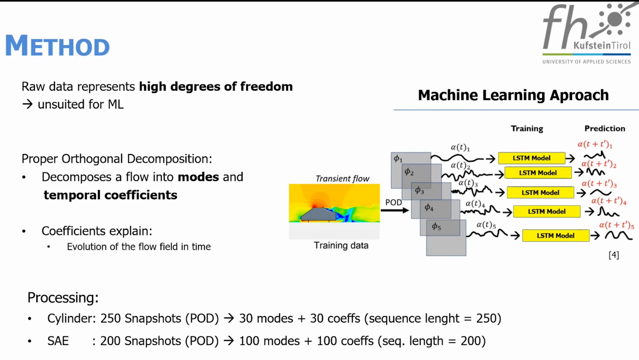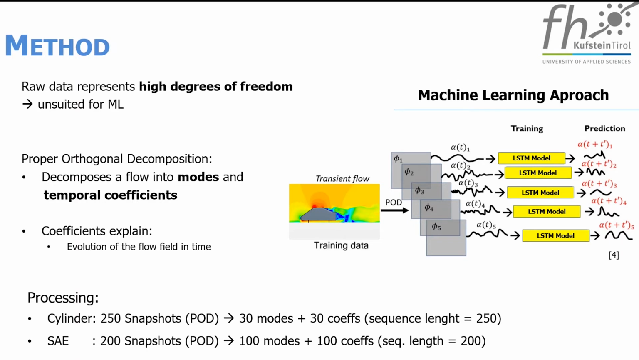the flow field, used it for the POD, and received 30 modes and 30 coefficients of a sequence length of 250. And for the SAE case, it has been roughly 200 snapshots, and we received 100 modes and 100 coefficients. So as we can see, for the SAE case, much more data was available and many more coefficients have been produced through the POD.